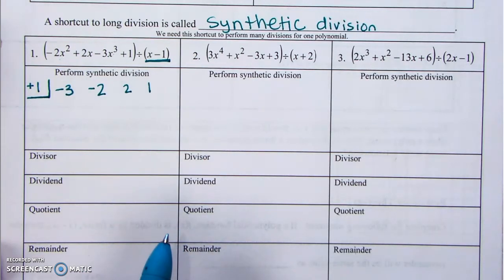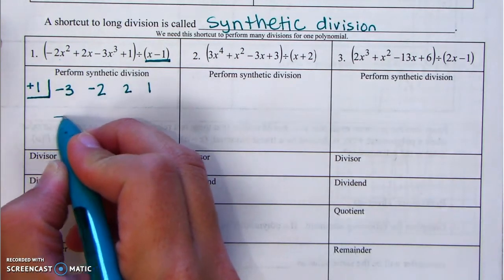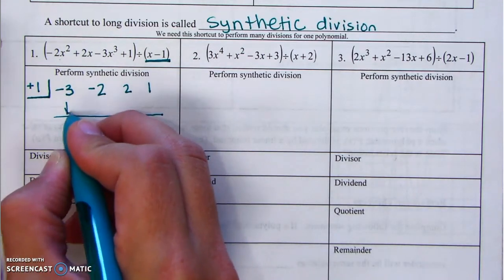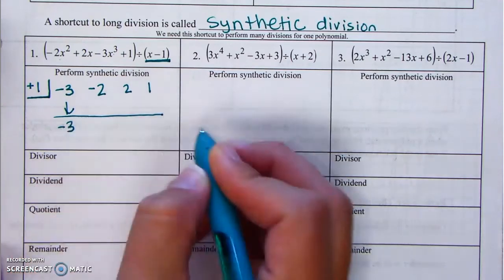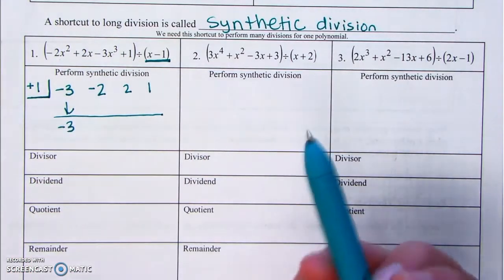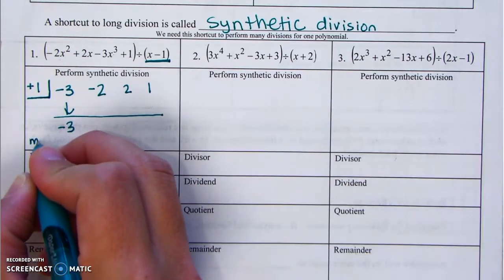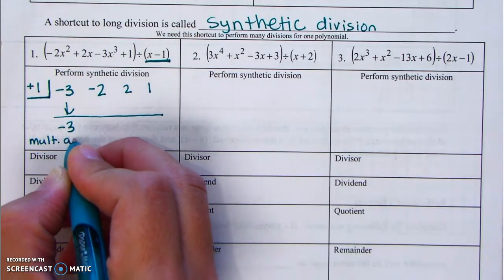Skip a line, draw a line. Bring down the first term. From here, you're going to multiply and add.